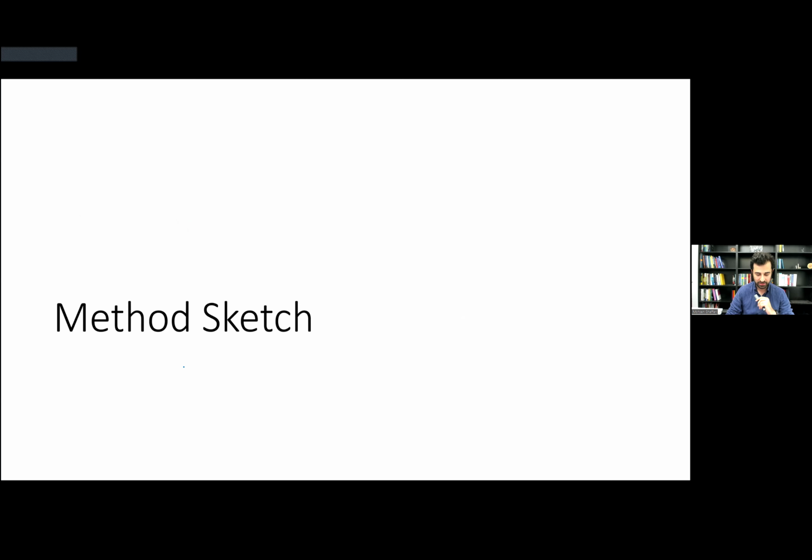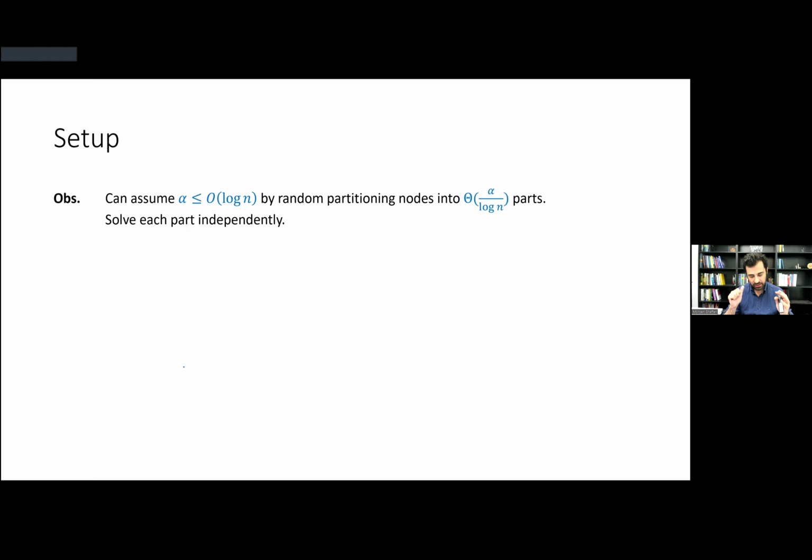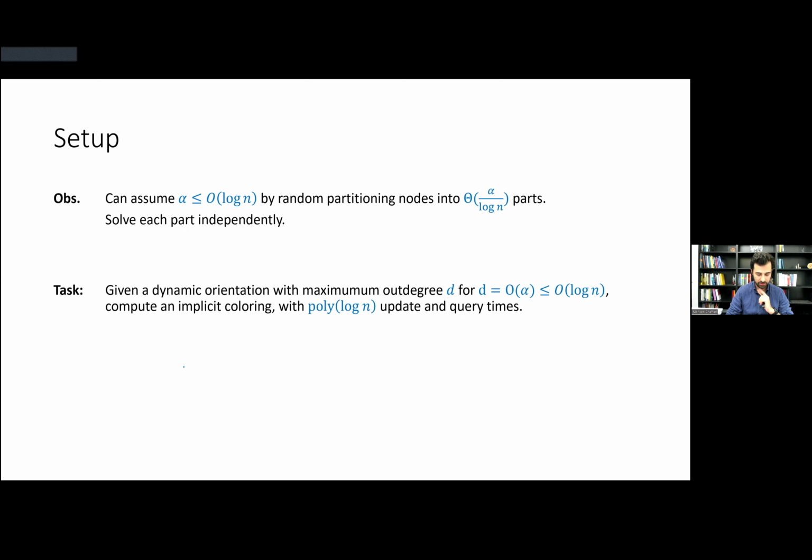Okay, so let me provide a sketch of these. Quick recap on the setup of the problem. So in general, when we talk about randomized algorithms in this setting, we can assume that arboricity is at most order of log n. The reason is simple. We can just randomly partition the nodes into about alpha over log n parts. And one can see with a one-liner calculation that with high probability, each of these parts will have arboricity at most order of log n. So we can solve each of these parts independently. We can color them independently. We can orient them independently. We don't even need to worry about the edges going to the other parts, right? So we can focus on arboricity being at most order of log n when talking about randomized algorithms.